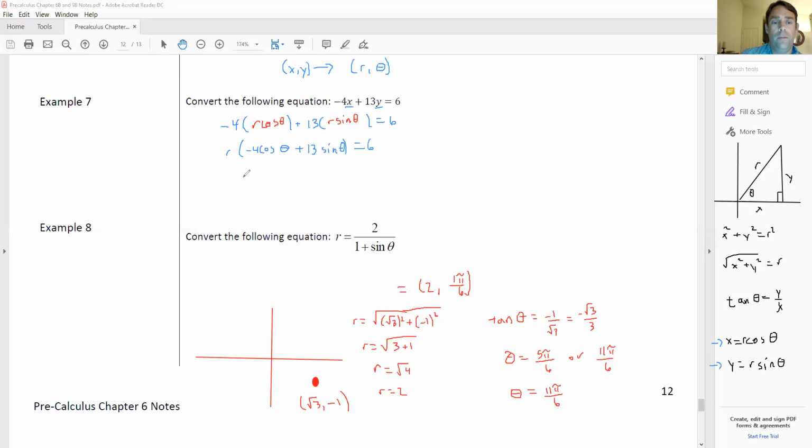And then we're going to divide by it. So r is 6. This would be what a linear function would look like in polar form.